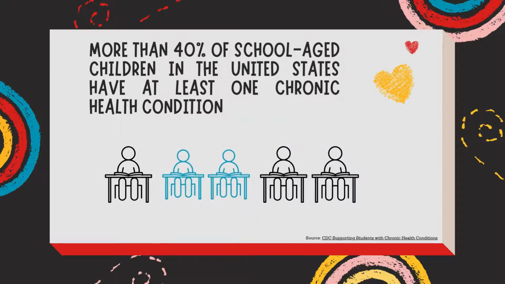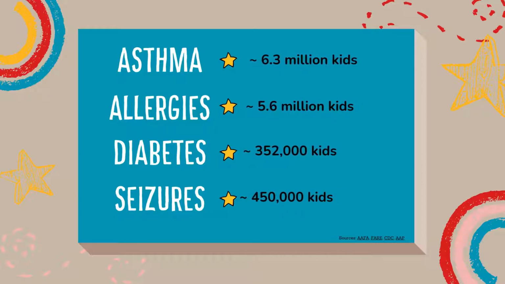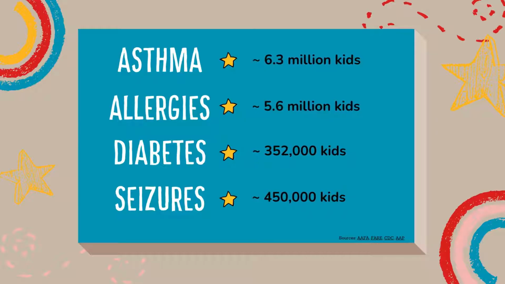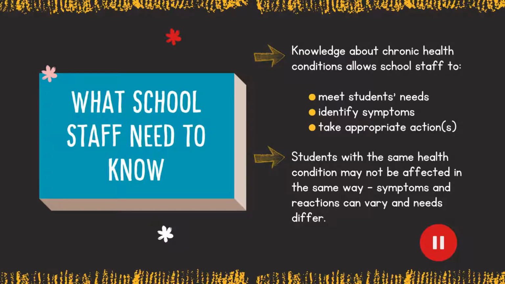In this training video, we will be exploring the essential knowledge regarding asthma, allergies, diabetes, and seizures, the most prevalent chronic conditions found among students. It is crucial for you, as school staff, to understand how to meet students' needs, identify symptoms, and take appropriate action when a student exhibits signs of a health issue or emergency related to any of these conditions.